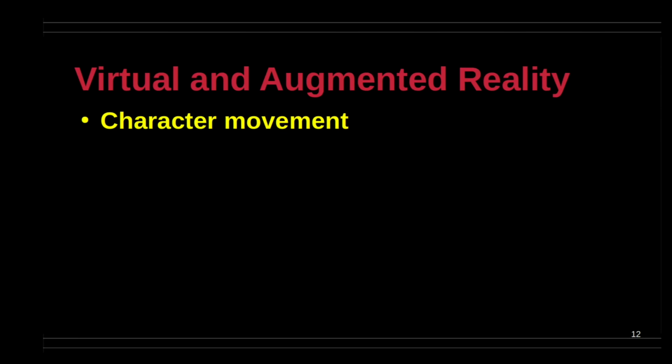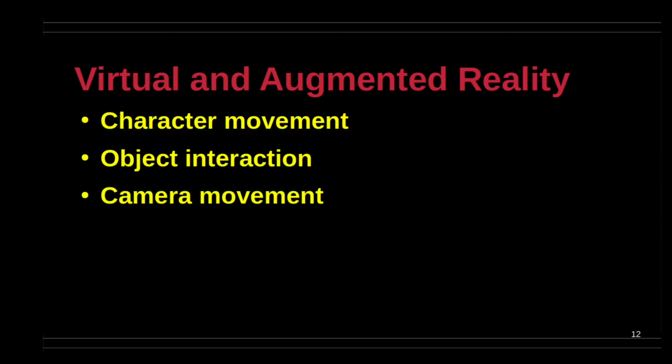Some examples of image translation in virtual and augmented reality are character movement, object interaction, and camera movement. In object placement, there is positioning of virtual objects in the real world. In user interaction, there is movement of virtual objects based on user input. In environment simulation, there is creation of dynamic environments with moving elements.